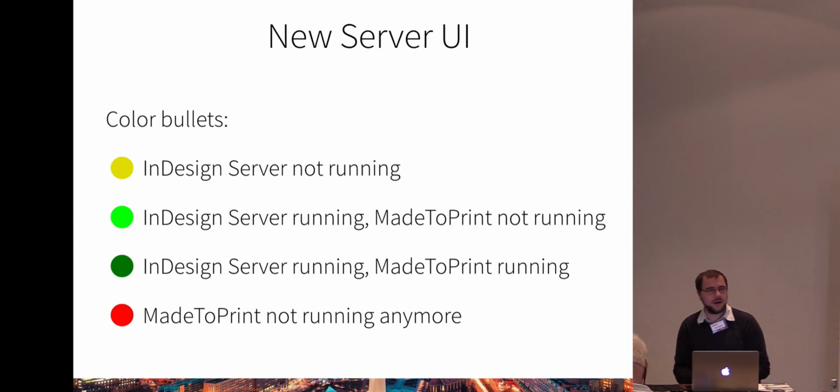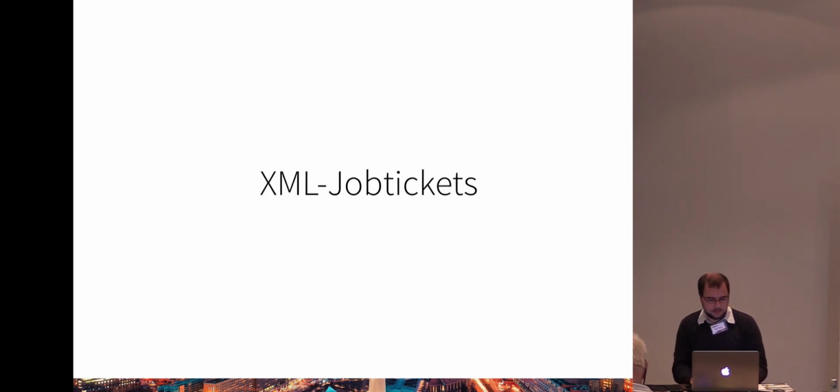which means that the InDesign server is running, but the MadeToPrint auto mode is not running. But that might be on purpose. Then you have a dark green, which means the server is running and MadeToPrint is watching hot folders, so everything is fine. And the red one means MadeToPrint should run, but it does not run anymore. And then you need to take your actions. Right.